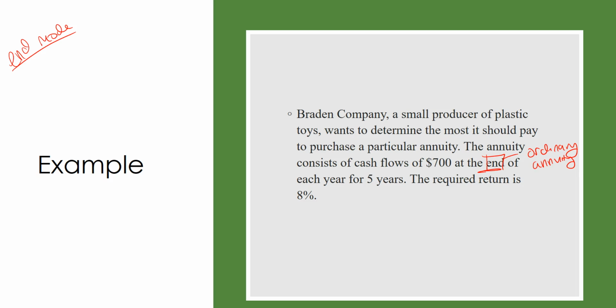So you're receiving $700 at the end of each year for 5 years, and the required return is 8%. Let's just put this on a timeline. So today, we're wanting to know how much should we pay for this annuity. And you're going to receive $700 every year. Now that $700 should be a positive because you are going to receive that $700. So let's put in what we know.